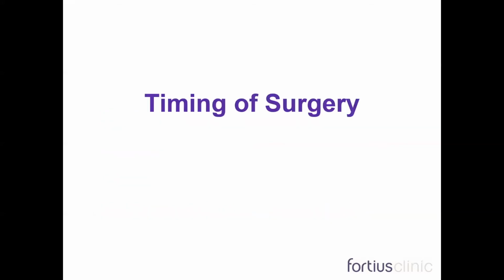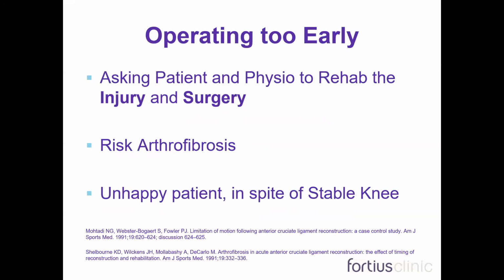In terms of timing of surgery, surgery can potentially be a little too early or too late. While there is a role for acute surgery, it's important to appreciate that in the context of acute ACL reconstruction, one is asking the patient and the physios to rehabilitate both the index injury with which the patient is still suffering, as well as the surgical insult, which is a second hit. There is a risk of arthrofibrosis and a potential risk of an unhappy, dissatisfied patient despite a stable knee.